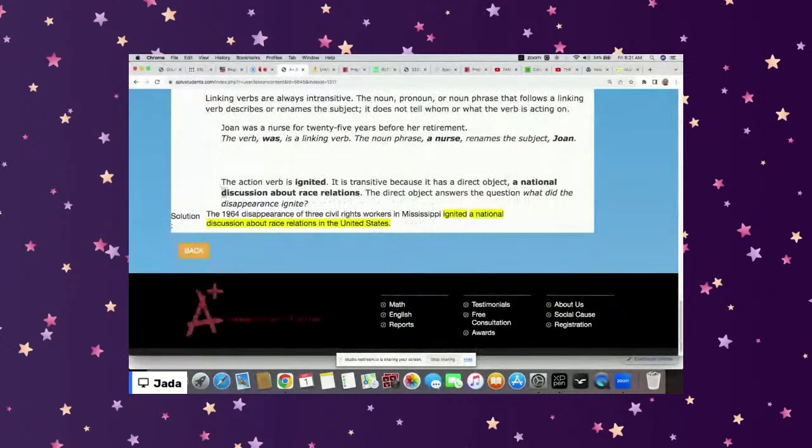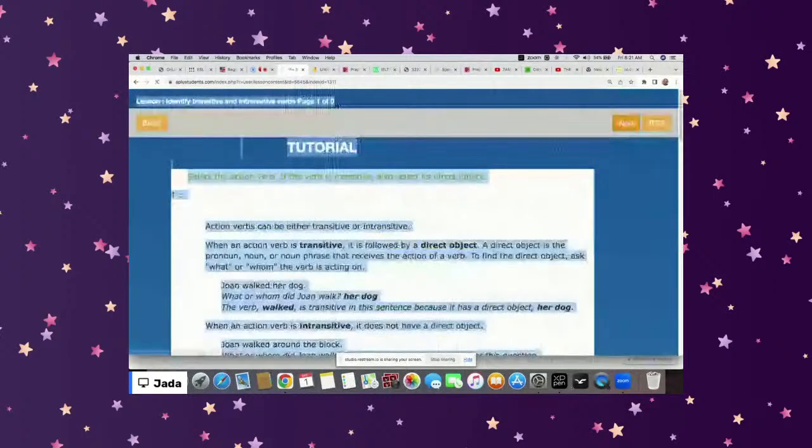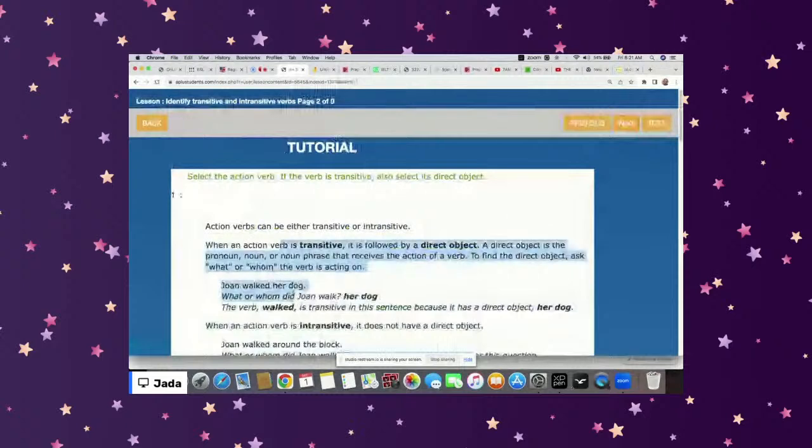So we have: the 1964 disappearance of three civil rights workers in Mississippi ignited a national discussion about race relations in the United States. The direct object answers the question, what did the disappearance ignite? The action verb is ignited, and it is transitive because it has a direct object, a national discussion. So you have to look carefully to be able to tell which one is transitive or intransitive.